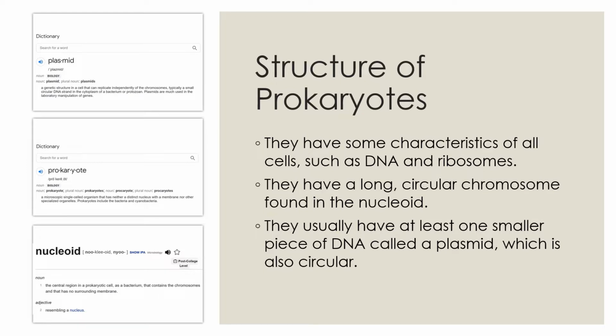They usually have at least one smaller piece of DNA called a plasmid, which is also circular. So the plasmid is a genetic structure in a cell that can replicate independently of the chromosomes, typically a small circular strand in the cytoplasm of a bacterium or protozoan.